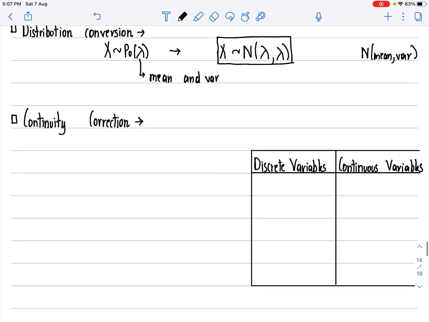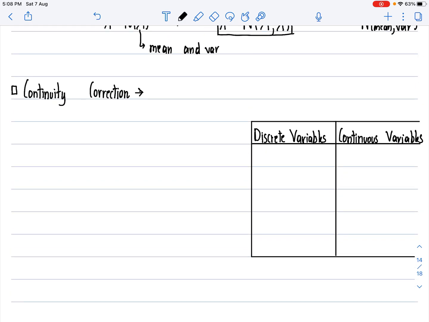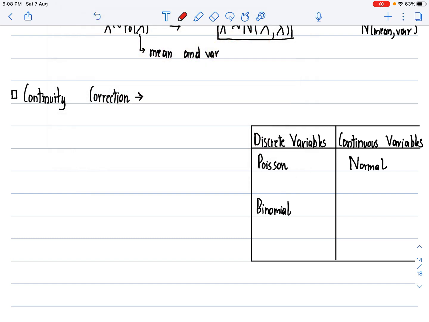Now we have the continuity correction. This is a very important concept to understand. First, let's come to discrete variables and continuous variables. The Poisson distribution and the binomial distribution are both discrete variables, but continuous variables are something like the normal distribution. When you are converting from discrete to discrete, you don't need the continuity correction. But if you are converting from Poisson to normal, which is this case, you need the continuity correction. Or when you are converting from binomial to normal, that time you need the continuity correction.